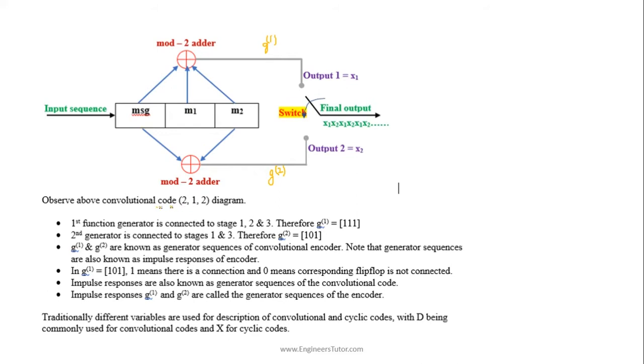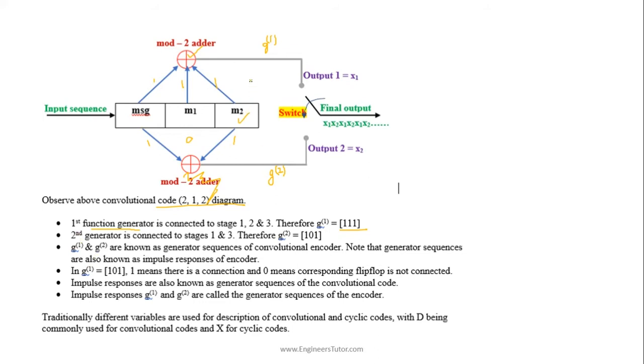Suppose we consider a 2-1-2 convolutional encoder. It has two outputs. The first generator function is connected to all the stages of the encoder, so this will be 1, this will be 1, this will be 1. The coefficients are tap gains, so 1, 1, 1. For the second one, this is 1, this is 0, this is 1. The second generator is connected only to the first stage and the last stage of the encoder.